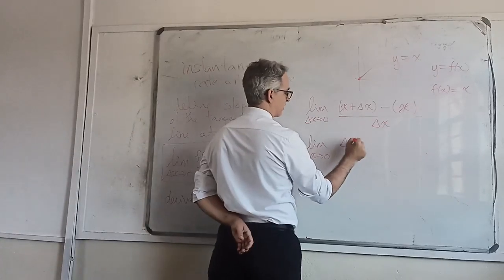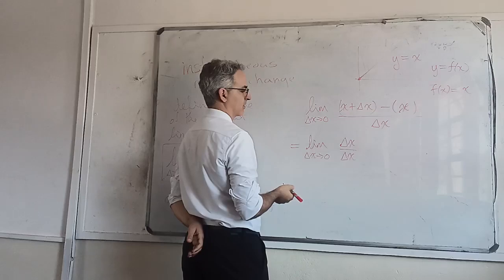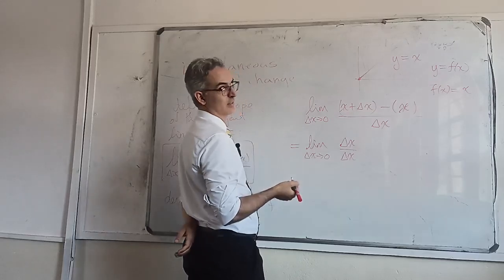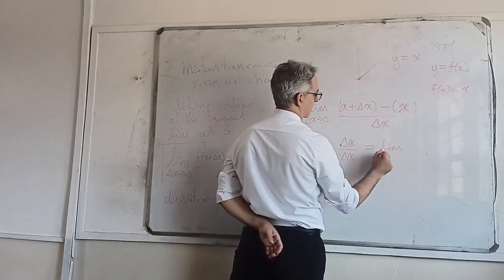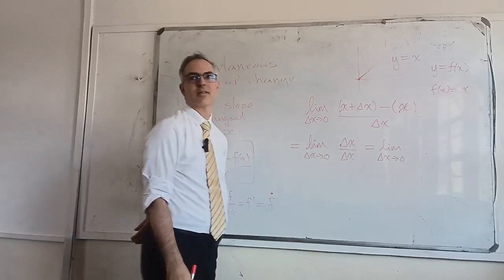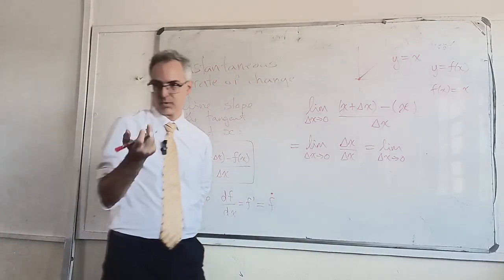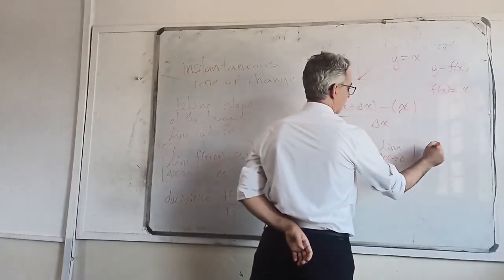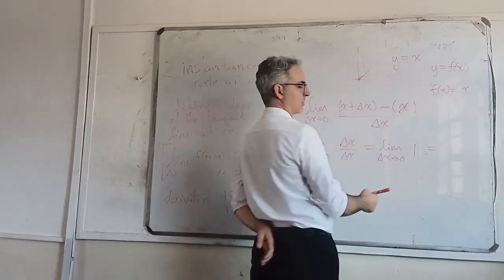Delta x divided by delta x. Can we simplify again? Yeah, how? We still have the limit. That part, there's no simplifying that. Can we simplify this? Delta x divided by delta x. 1. Okay, now, what is the limit of 1 as delta x approaches 0?